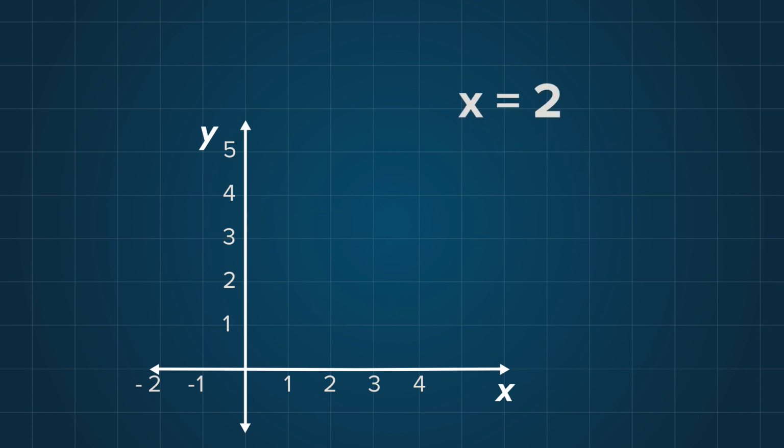Does the line for this equation have a slope and a y-intercept? To find out, we'll have to write it in slope-intercept form. So that means we'll have to solve the equation for y. Notice that y is not written in this equation. Like before, this implies that the coefficient of y is 0. Then all values of y satisfy the equation. Therefore, the graph is a vertical line at x equals 2.